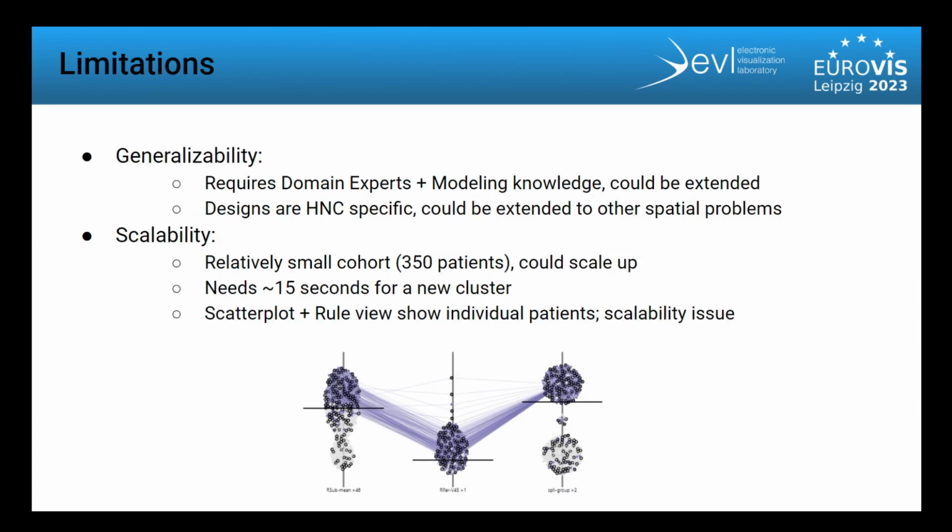In terms of generalizability, our solution relies on visualizations that require knowledge of the underlying models and domain knowledge needed to evaluate the plausibility of the models. These designs are head and neck specific, but could be expanded to other spatial problems where the model outputs can be translated into discrete groups, such as clustering or decision trees. In terms of scalability, our system works on a relatively small cohort of 350 patients, but could scale up. We require 5 to 15 seconds to update new results for each cluster in our dataset, depending on the input parameters. Additionally, the scatterplot and rule view show individual patients, so they may have difficulty scaling to large cohorts.